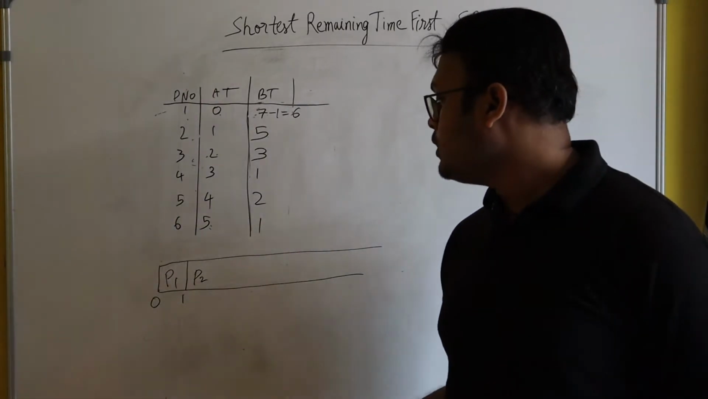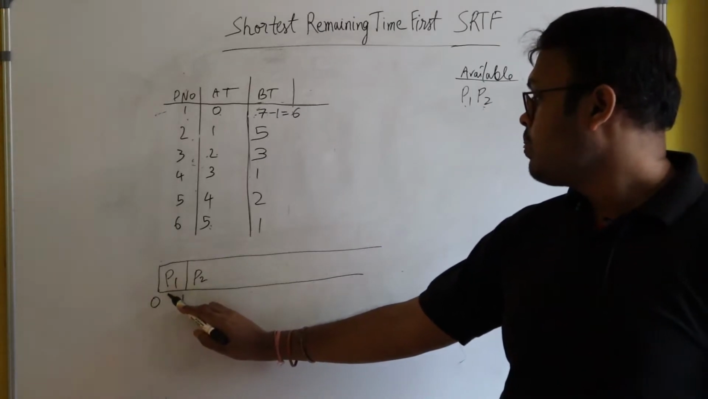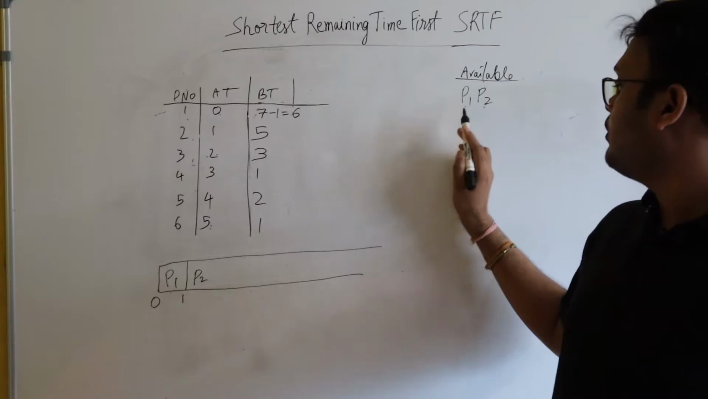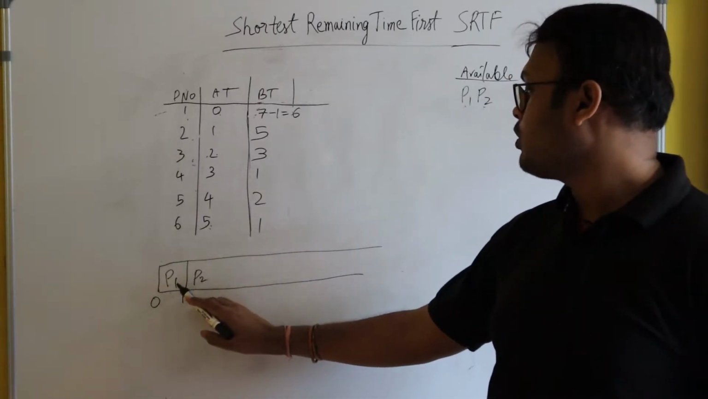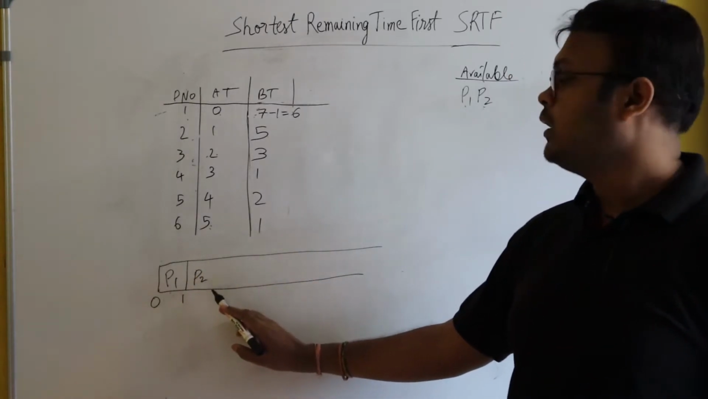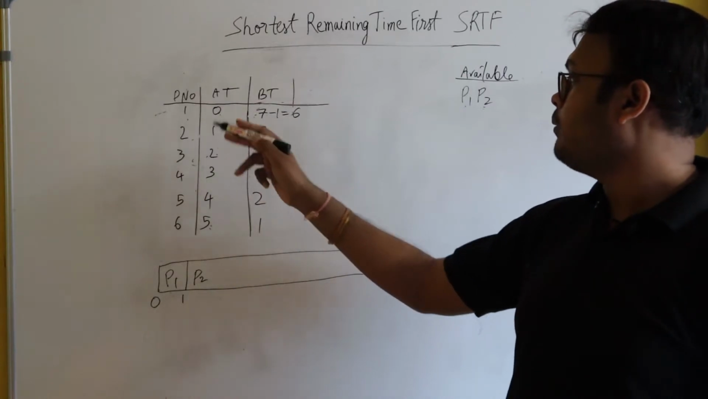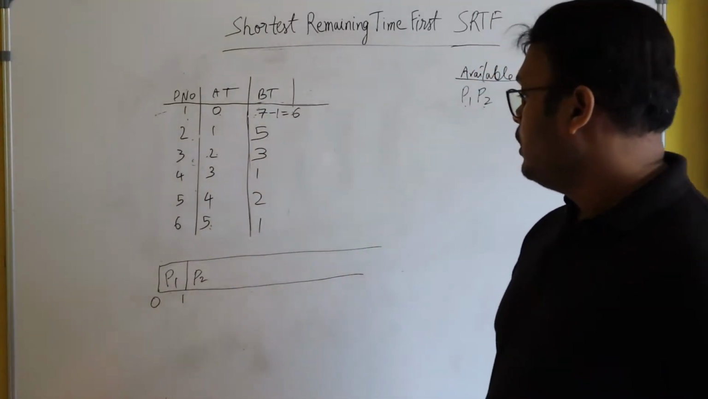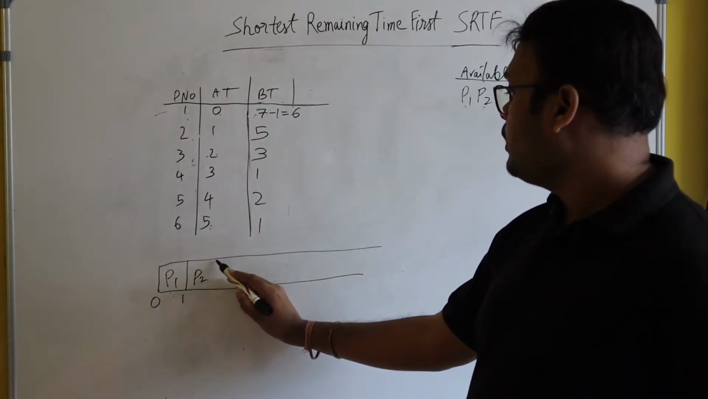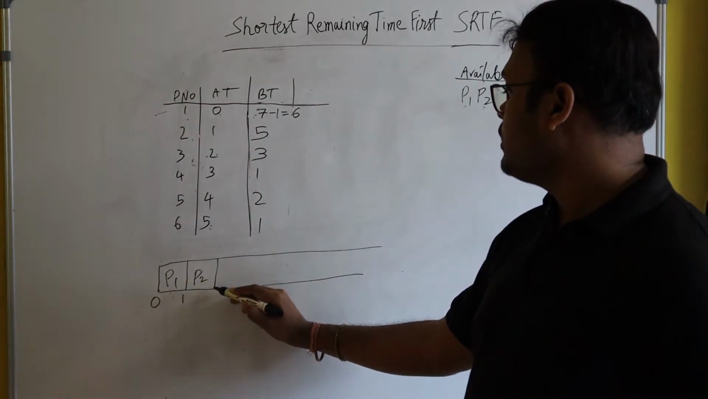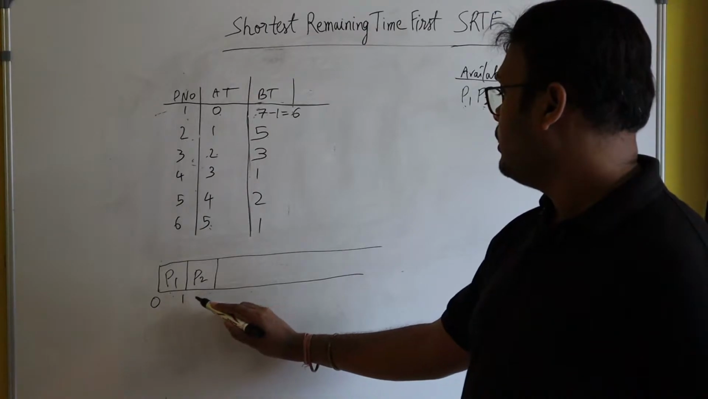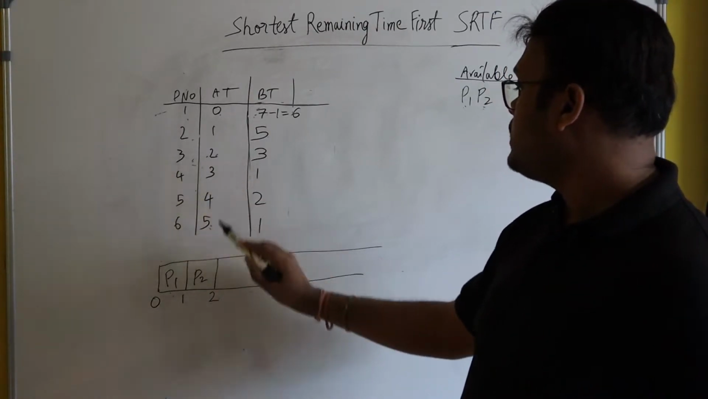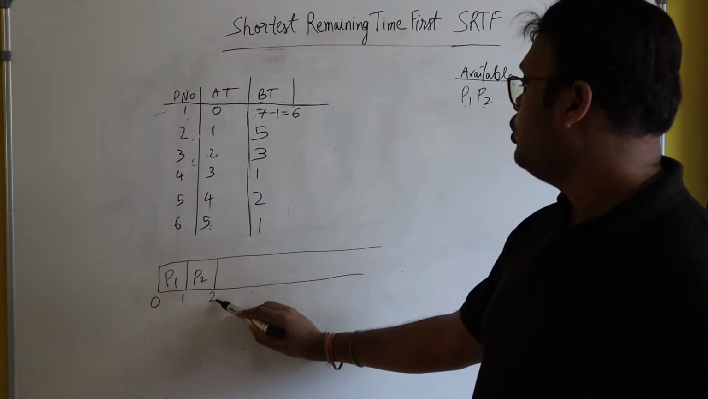So here you see preemption is happening. P1 has not yet finished its task and is still available, but the CPU is switched from P1 to P2. Why? Because P2 has lower burst time than P1. Now P2 will run for another 1 second. It means 1 plus 1, 2. So by this time, t is equal to 2 seconds.